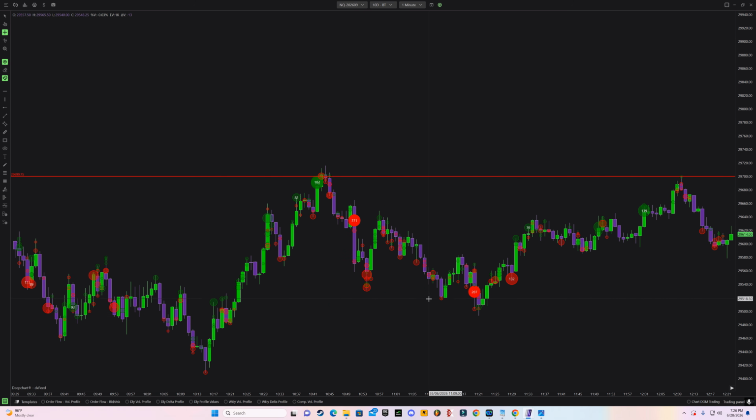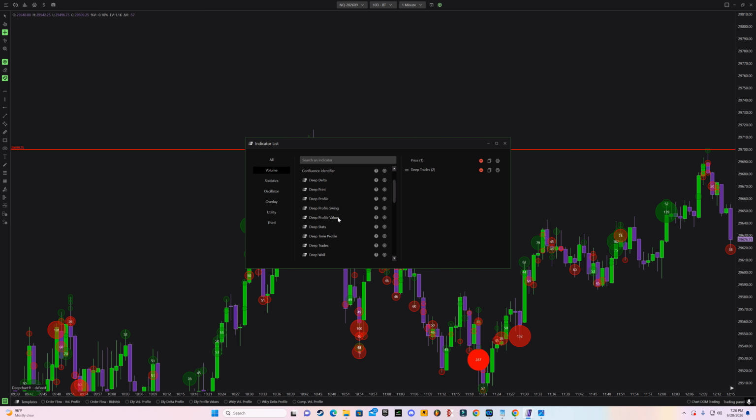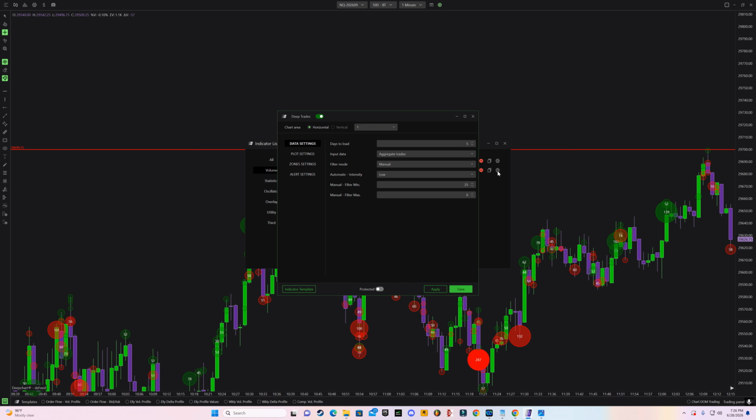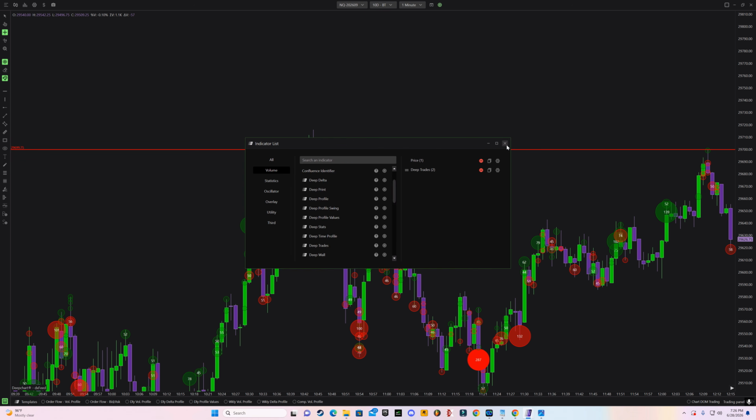Once we approach this level, what we are looking for is the AF setup, right? So absorption and follow through. First, at this level, since our bias is bearish, what we are looking for is absorption of buyers. So you can see we have 182 buyers stepping in. And by the way, if you want to get this indicator on deep trades, you want to go here, go to indicators, volume, and then we have deep trades over here. For my settings, I'm using these as my default. So these are the settings, then plot settings are over here, and that's pretty much it.